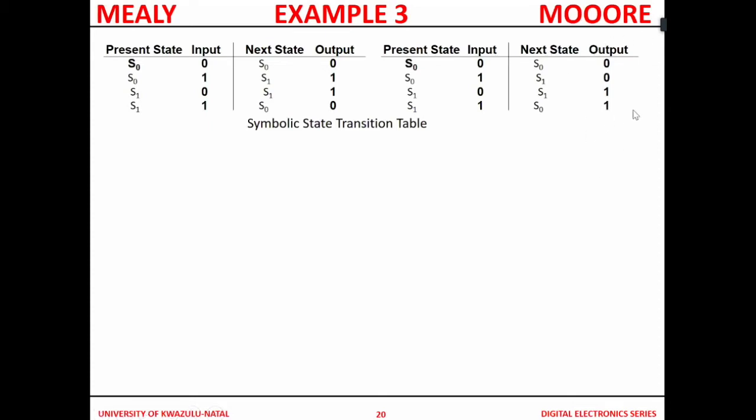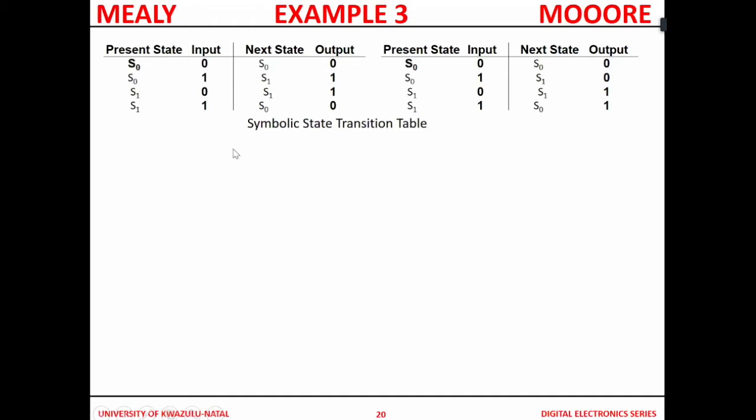Remember Moore, the output is a function of the present state. So state 0 should have the same output, and state 1 should have the same output. Self-correction: if you find a 0 and a 1 here when the present state is state 0 for a Moore machine, you know you are going in the wrong direction.